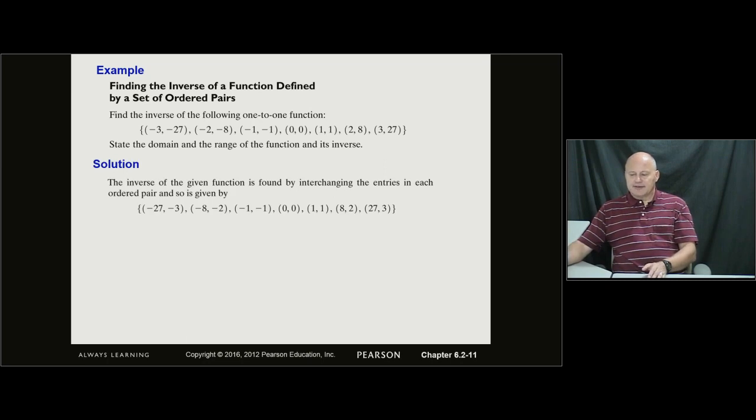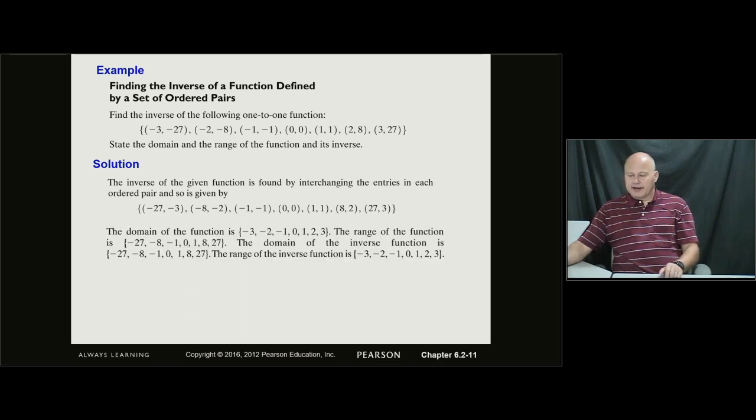The inverse of the given function is found by interchanging the entries in each ordered pair. So it gives me (-27, -3), (-8, -2), (-1, -1), (0, 0), (1, 1), (8, 2), and (27, 3). Notice a couple of those ordered pairs are identical to the ordered pairs in the original function. That's okay because it's still one-to-one. That's the inverse function. The given set of ordered pairs is a function and it's one-to-one, and when I switch them, it becomes the inverse function.